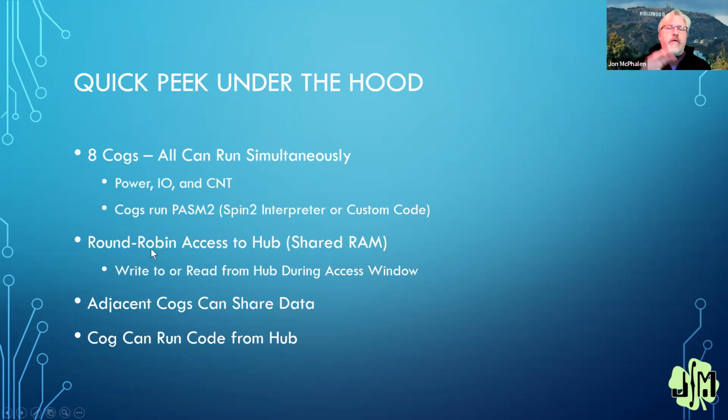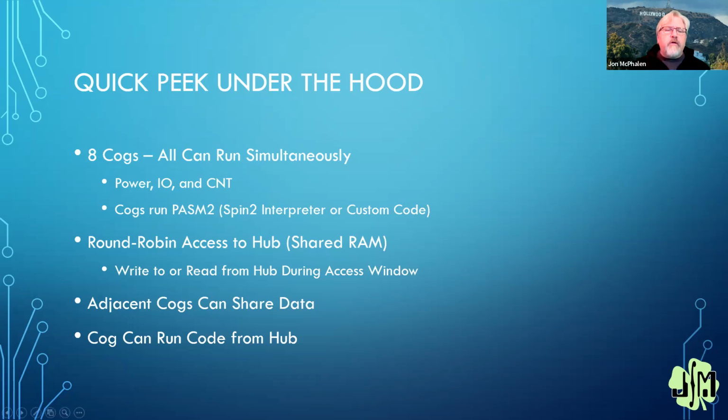There's improved access to the hub. I'm trying to go quickly because we have so much. In the P1, only one cog at a time was connected to the hub. In the P2, all 8 are connected. I have a diagram that is an update of what Chip did. Adjacent cogs can share data together through the LUT, right? Chip, it's through the LUT where they do the share.